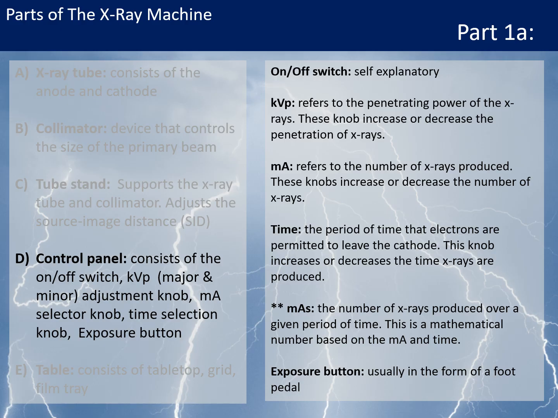Time is the period of time that the electrons are permitted to leave the cathode. This knob increases or decreases the time X-rays are produced. As a side note, MAS is the number of X-rays produced over a given period of time. This is a mathematical number that's based on MA and time. The exposure button can be a button on the control panel, but it is usually in the form of a foot pedal.